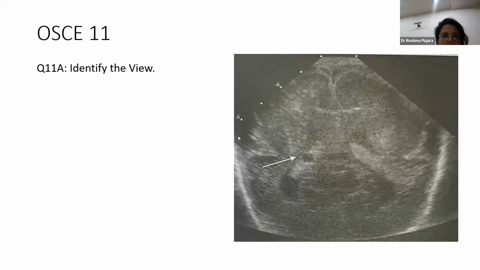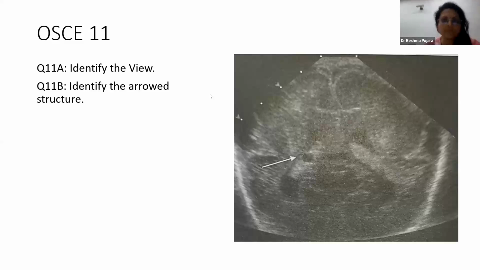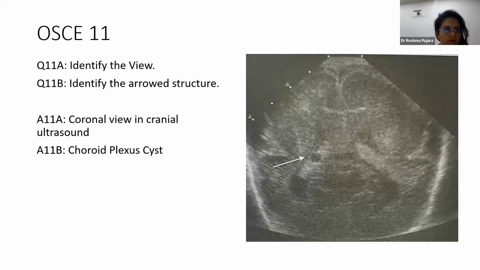What can you see at the arrow? What is that? Cyst. Good. Choroid plexus cyst. Okay, fine. So it is a choroid plexus cyst on one side, seen in the coronal view. Fine. Okay. We'll move on to the next.